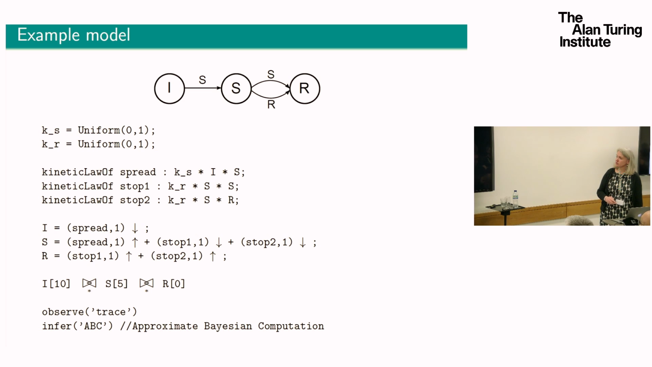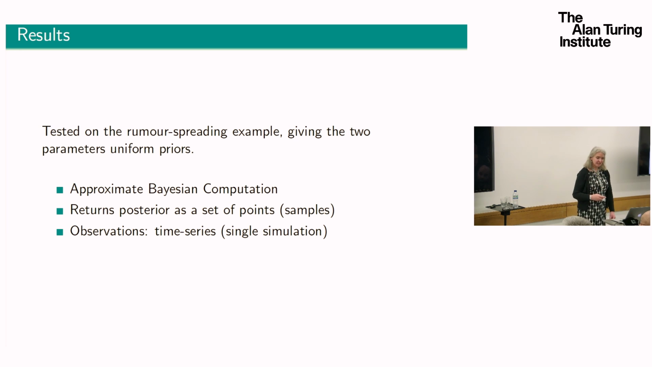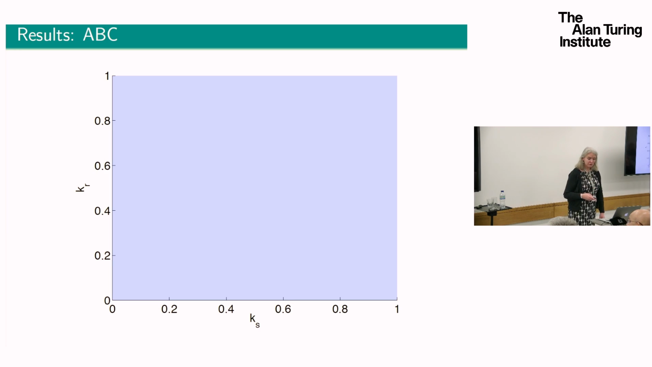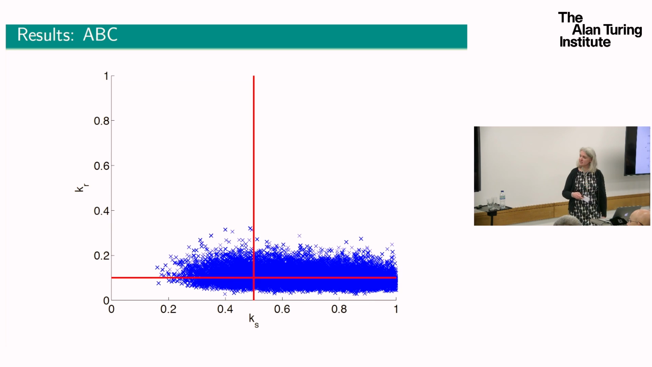Okay, so just quickly to show you some results. This is our rumor spreading example again. We tested this with 2 uniform priors, as we saw in the case before, that we just assumed that they're between 0 and 1, and we used approximate Bayesian computation. The observations that we used were a time series from a single simulation run. So this was our prior, and then this is our posterior approximated by ABC, and the red line shows the true values that generated the one simulation run that we used as our observations.